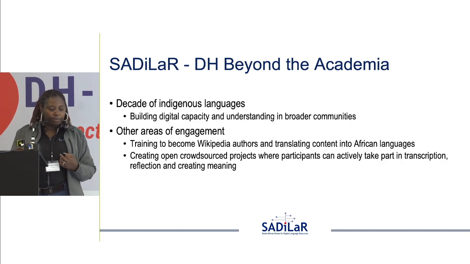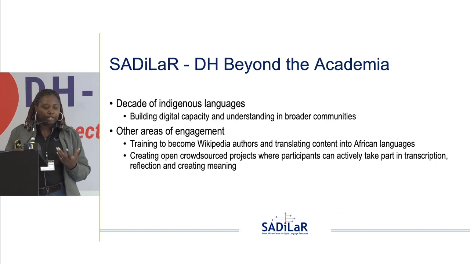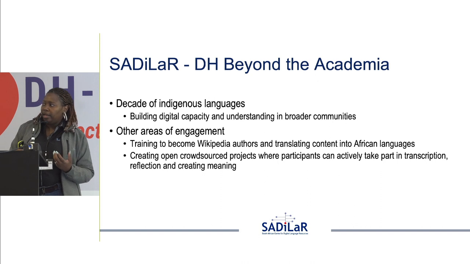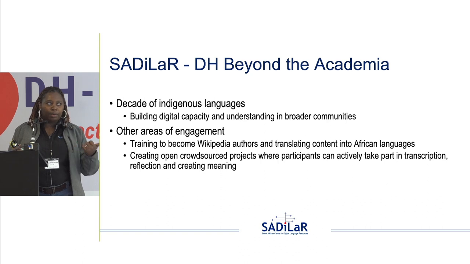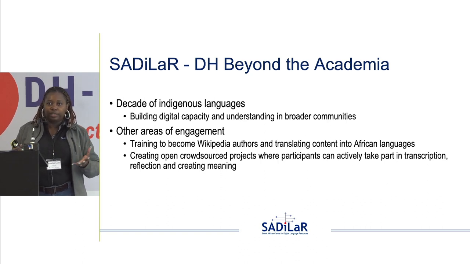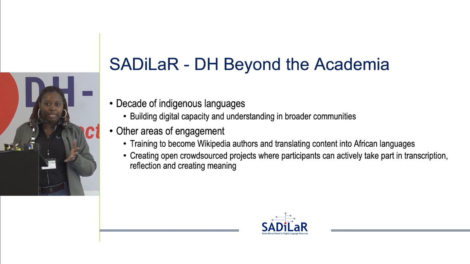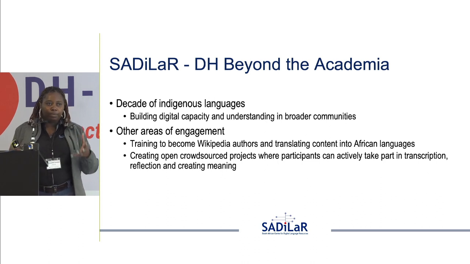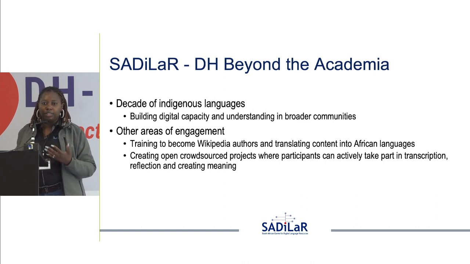And another area of engagement is when we are doing trainings to become Wikipedia authors, translating content into African languages. And I think the Wikipedia speaker who was here yesterday did mention that, for example, isiNdebele is one of the least represented; it does not exist on Wikipedia because it is not available. This is where we also attend such trainings and also capacitate other people in terms of what is available out there. How can you actually be an author on Wikipedia so that your language can also be discovered?